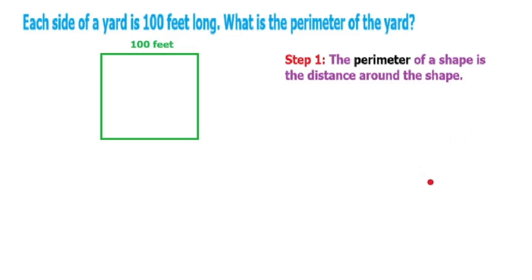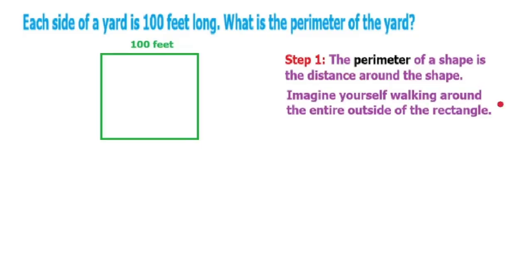First thing to do is to know what perimeter means. The perimeter of a shape is the distance around the shape. So you would imagine yourself walking around the entire outside of the rectangle, and then you measure how much you walked. So you would start here, walk this 100 feet, then continue to this side, continue this way, and continue this way until finally you reach where you started. And that's walking the entire outside of the rectangle.